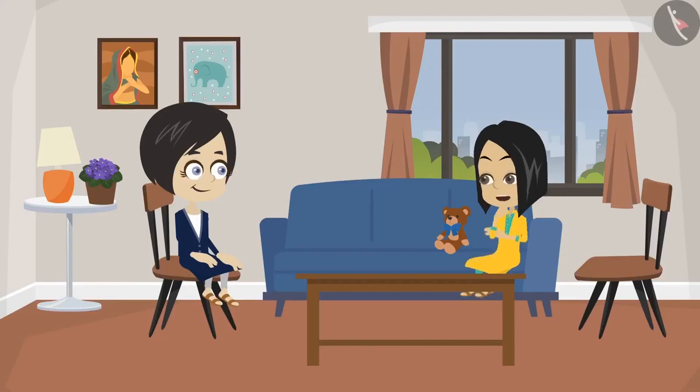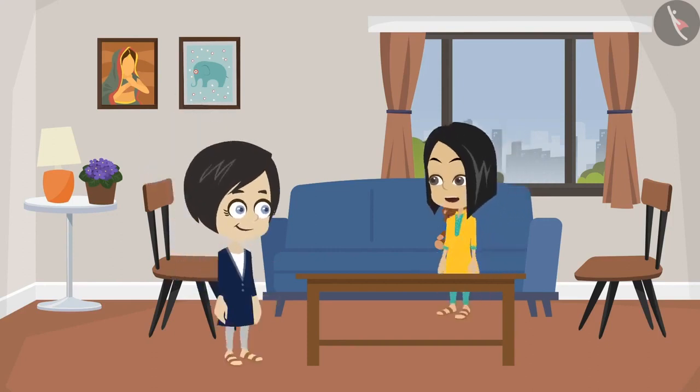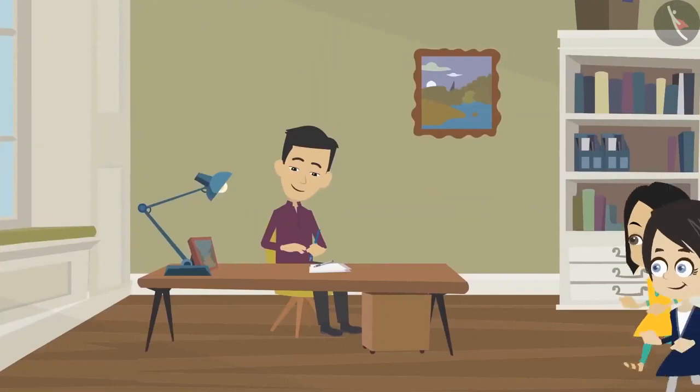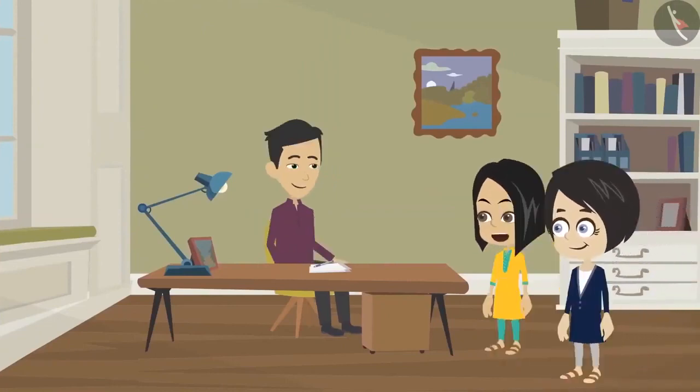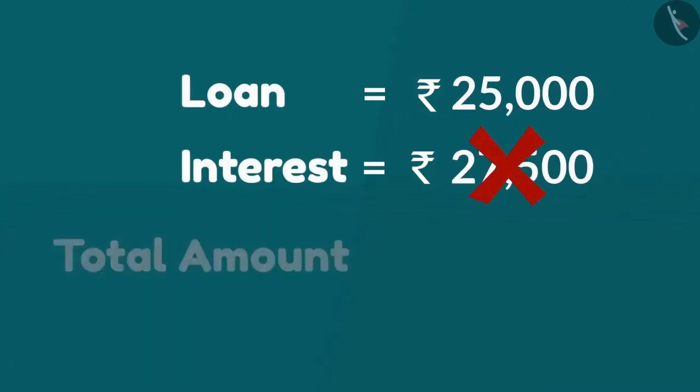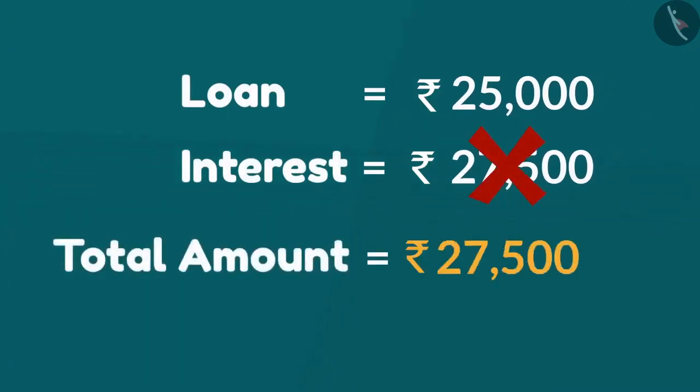Then why does your dad have to pay so much? Come on, let us ask my dad. Dad, Meena's dad took 25,000 rupees loan. Then why does he need to pay 27,500 rupees as interest? No, my girl. He won't be paying 27,500 rupees as interest. 27,500 is the total amount, which is to be paid along with principal.